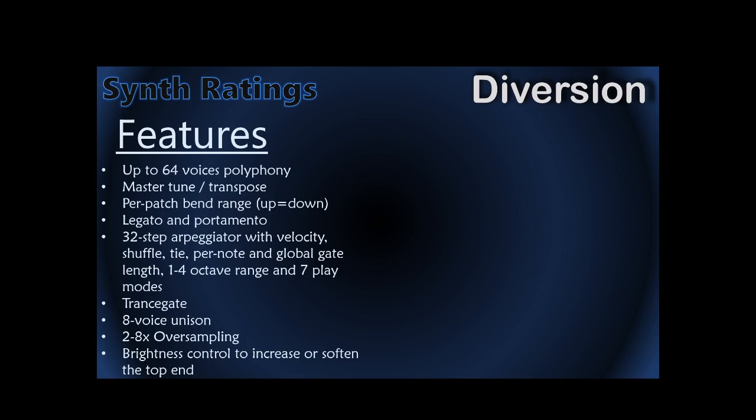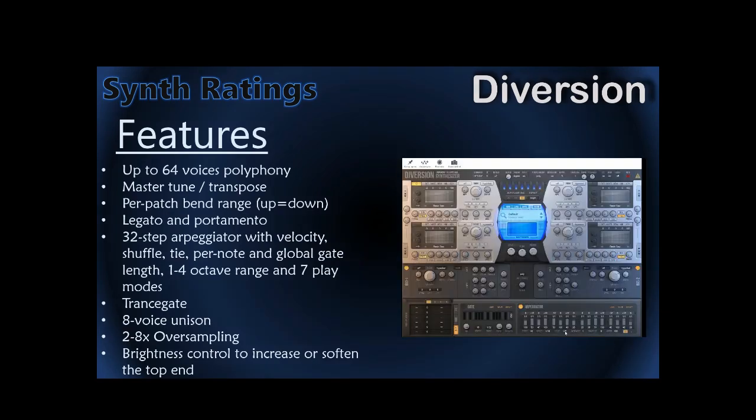There is the possibility to increase the oversampling to 8 times in case you get aliasing on the higher end of your keyboard when playing some presets. There's also a brightness control to increase or soften the top end. I must confess that over here it's pretty much left in the bright setting, since that brings out the beautiful top end of the synth.